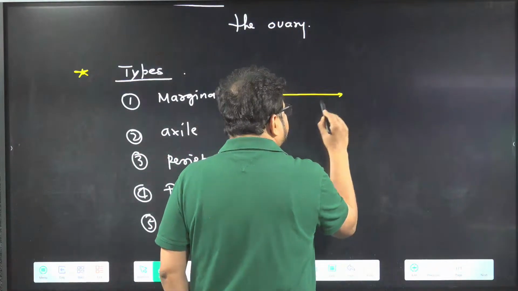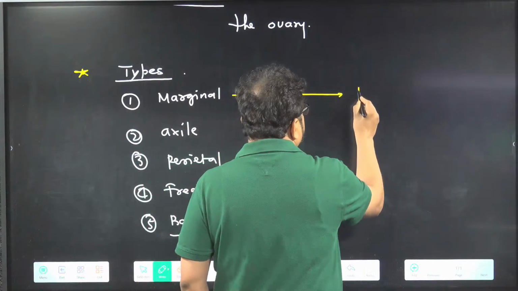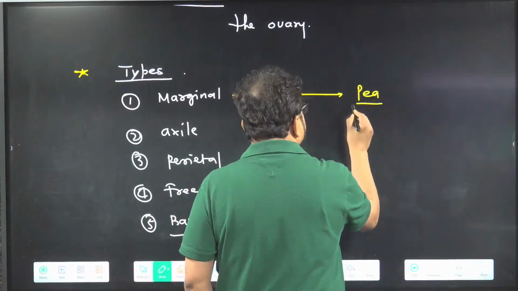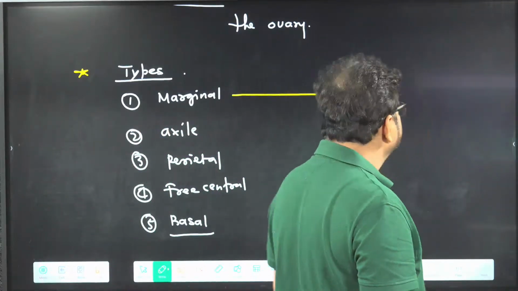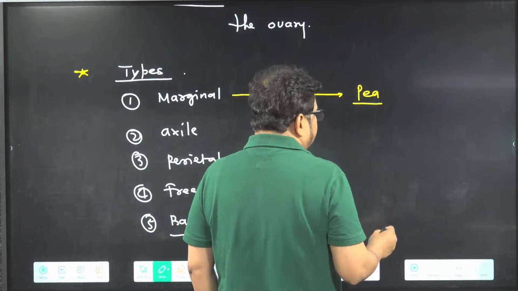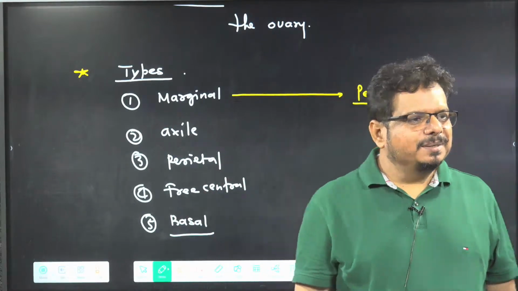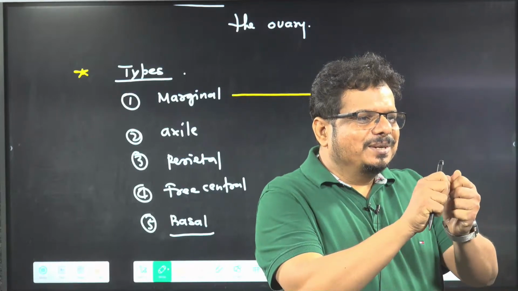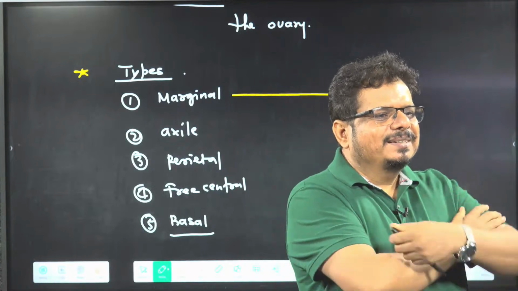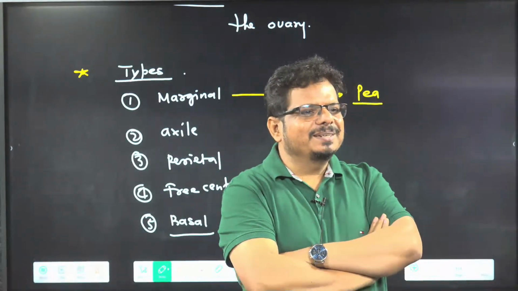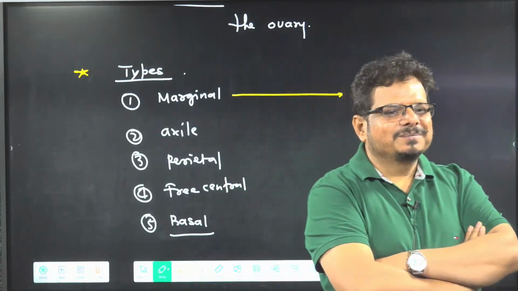And the most important area, questions are going to be asked from the examples. What are the examples of the marginal placentation? Pea. So, have any of you helped your mom in the kitchen anytime? She told you to peel the pod of the pea and give the seeds. You helped your mom in the kitchen sometime? Did it, na? Right, very good.